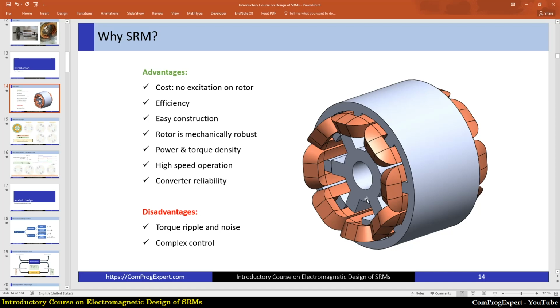As you can see here in this structure for the rotor core, we don't have any excitation on the rotor core. By excitation, we mean permanent magnets or winding, right? Or cage like induction motor. So in a surface mounted permanent magnet motor, we have alignment torque, and in an interior permanent magnet motor, we have both alignment torque and reluctance torque.